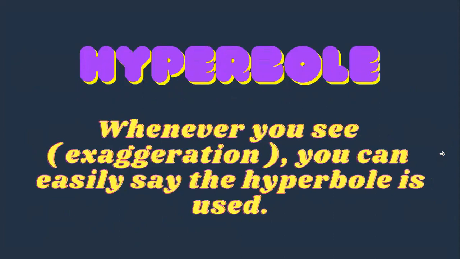Hyperbole is when you overreact, when you exaggerate. When your behavior is uncontrollable. Whenever you see exaggeration, you can easily say that hyperbole is used. Exaggeration means overreacting, or as I told you right now, your behavior is uncontrollable.